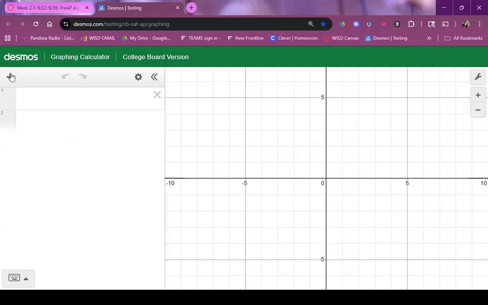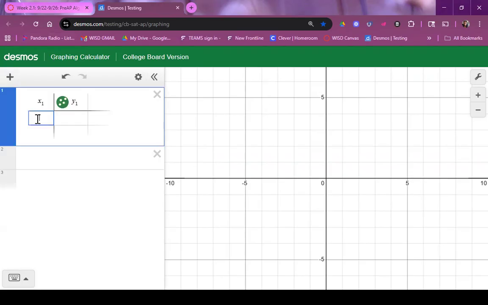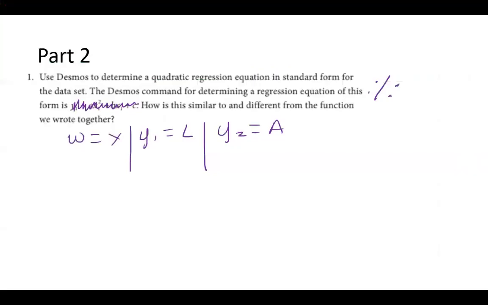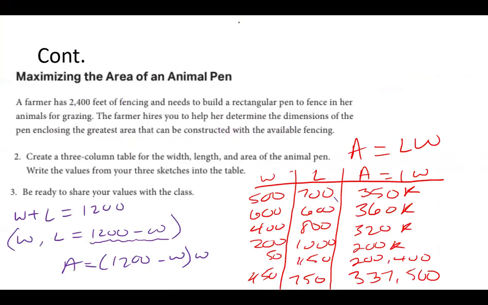Once we're in our Desmos graph, we're going to go ahead and build our table. We're going to have X1, Y1, and we're going to type in Y2. You're literally going to make sure it's all lowercase y, and we're going to type in Y2. Now we're going to type in the values that we found on our table, that we created from our table. So our values, these are what we're going to type in. Got it? Okay.